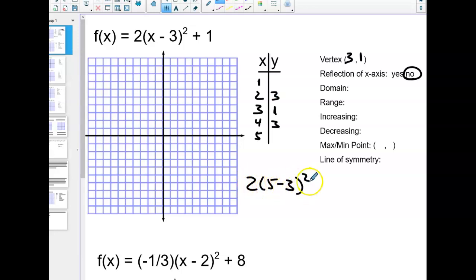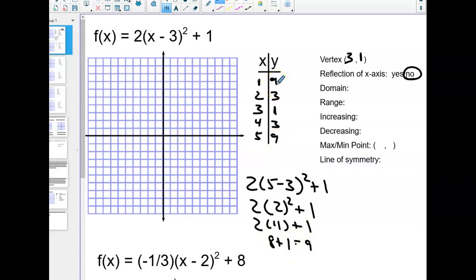5 minus 3 squared plus 1. 5 minus 3 is 2. You have to square the 2 first. So we have 8 plus 1, and that equals 9. So it's 5, 9, and 1, 9. So my graph: 3, 1, 4, 3, and 2, 3, 1, 9, and 5, 9. And that's what my graph should look like.